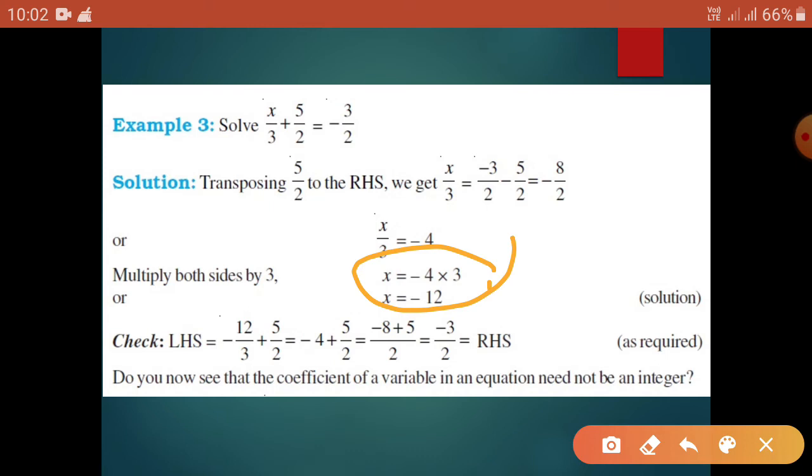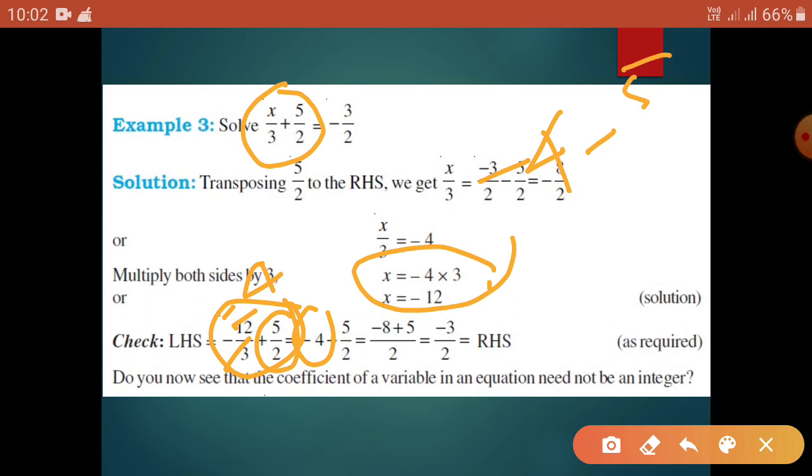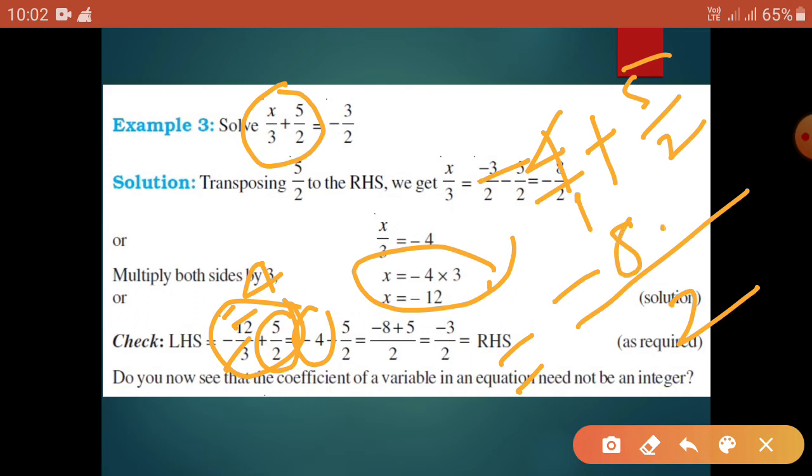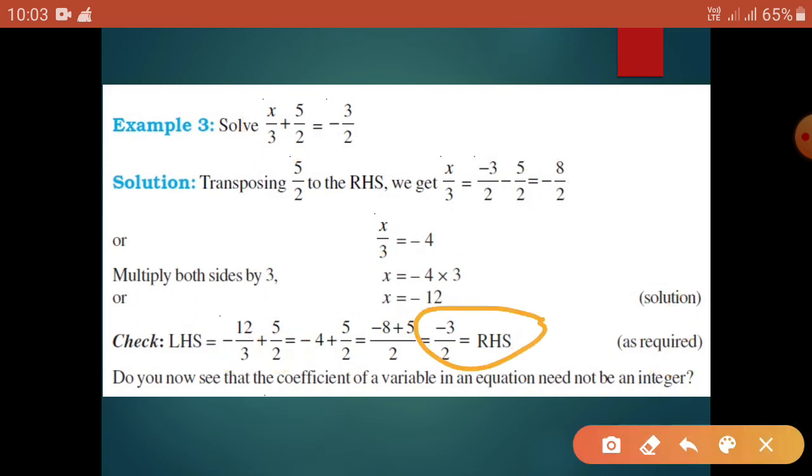So if you want to check it, we have to put the value of x, minus 12, here on the left hand side. So minus 12 by 3 gives us minus 4. So here it is minus 4, and here it is plus 5 by 2. Okay, so the expression is minus 4 and plus 5 by 2. Minus 4 we can write as minus 4 by 1, so the LCM is 2, so we are getting minus 4 into 2, that is minus 8 plus 5, so it gives us minus 3 by 2, the same as the right hand side. Okay, as shown here.